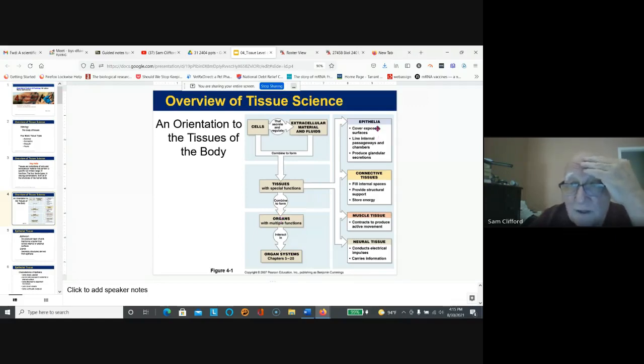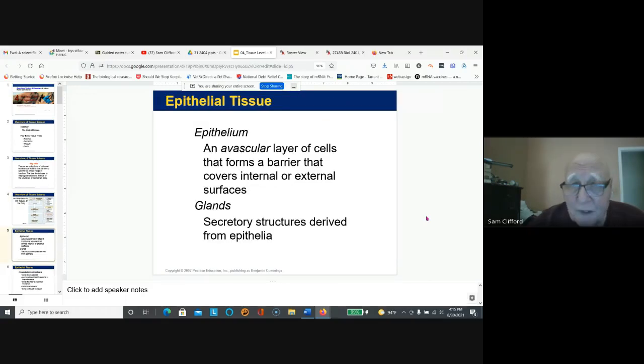So there are 4 types of tissues. Epithelial, or skin, covers our whole body on the exterior. Read those functions. They produce glands. Connective tissues fill in internal spaces, provide structural support, and store energy, as in adipose tissue. Muscles do one thing: they contract. Nerves conduct impulses, and those impulses carry information. This is very important.